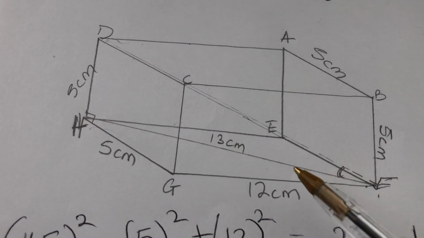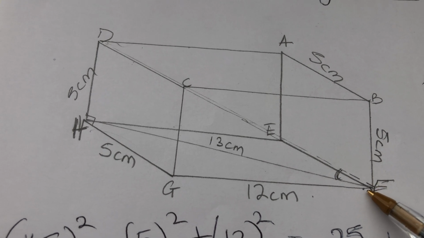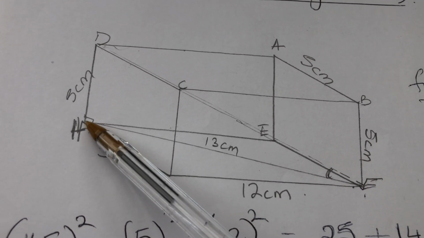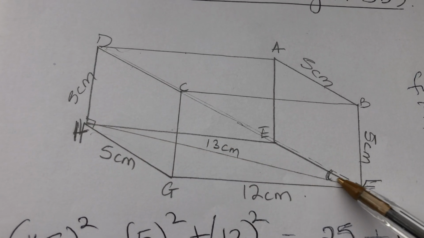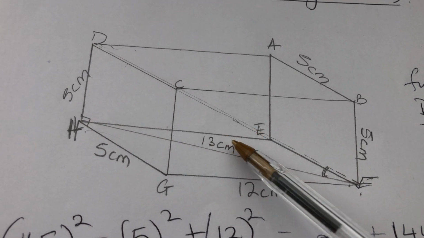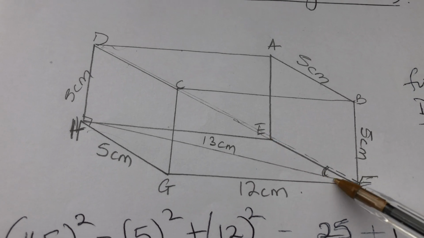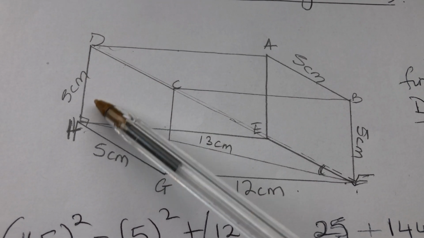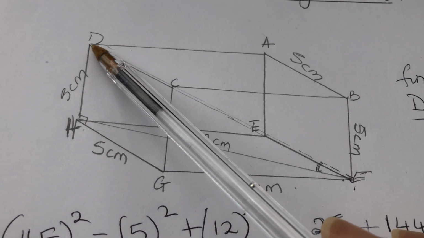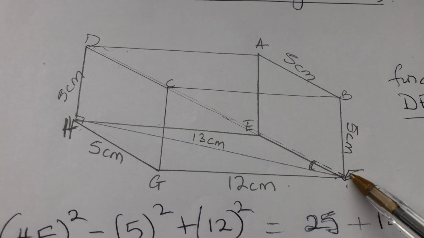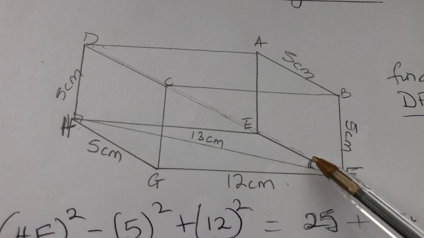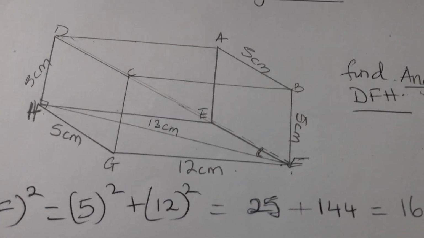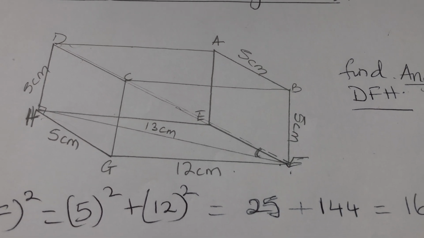So I'm going to use this 12 and that to find the length here. Now that I know this length and I know this height, I can connect D to F. The angle here is what I'm supposed to find. I hope we get it.